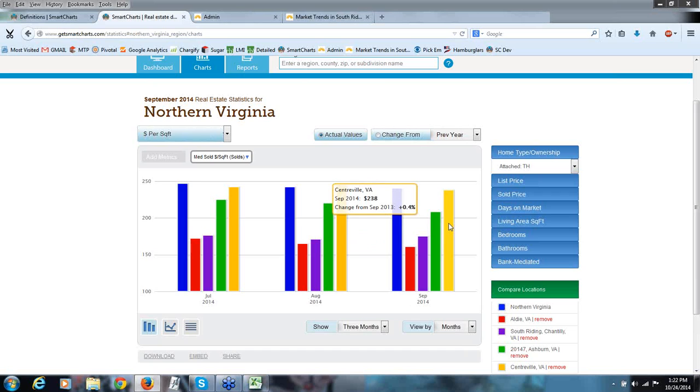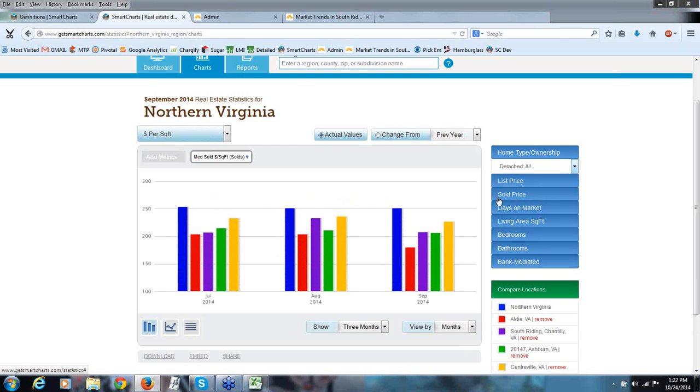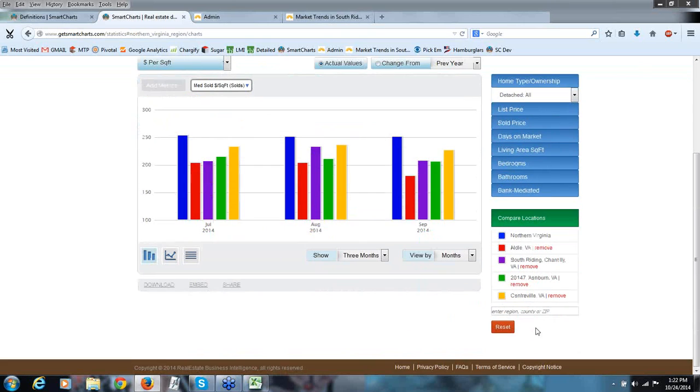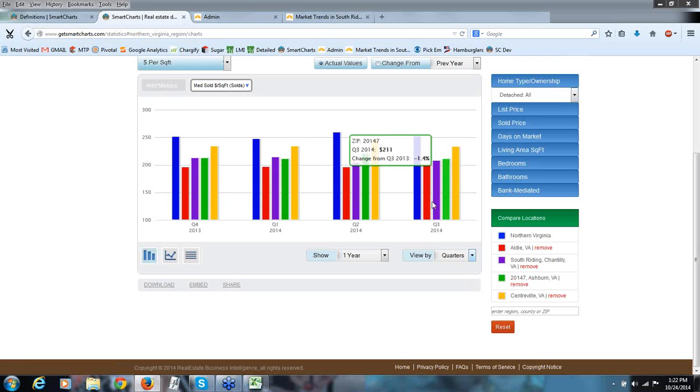Not to keep going on that point, but there's a lot of flexibility within this charting space to change your metrics. I can flip this over to detached and see if it holds true, and it kind of does. Not quite as stark, but basically I could continue. I could add 10 more locations and compare those over time. I can change this to just show quarters, get a little more information. And we can see that all of these are more affordable in terms of detached homes than Fairfax County overall, or Northern Virginia overall.